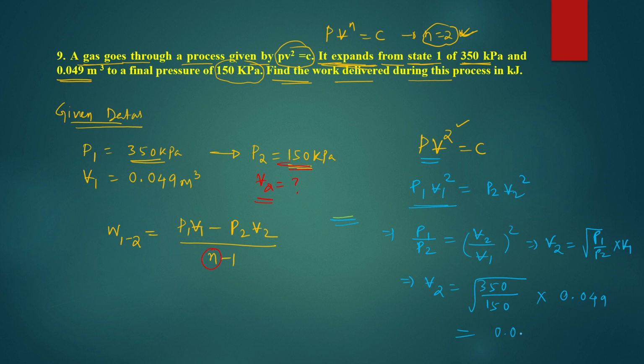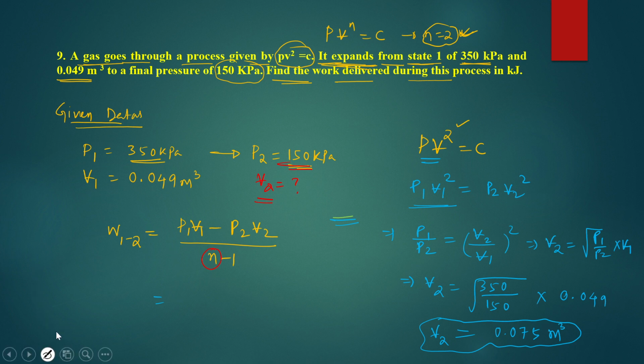If we do this calculation, we will get 0.0748. So let us write this as 0.075, and obviously this is in meter cube. So V2 will be equal to this value. Okay, now we have all these values. Now we can put this value of V2 in this particular equation.